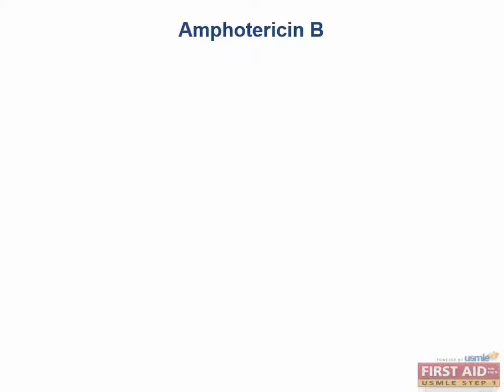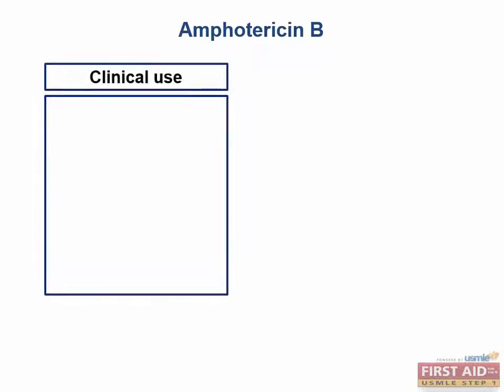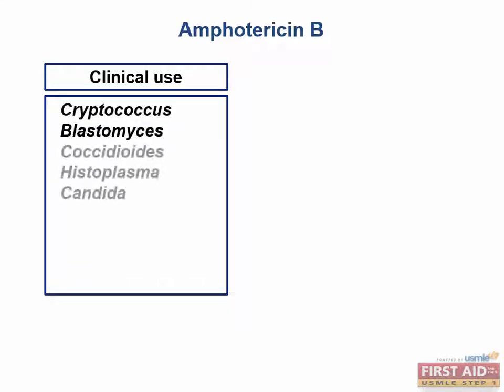Clinically, Amphotericin B is a powerful and life-saving drug. It is effective against all of the systemic and opportunistic mycoses, including histo, blasto, cocci, as well as disseminated Cryptococcus, candidiasis, and mucormycosis. Do you remember the life-threatening infection caused by Cryptococcus?